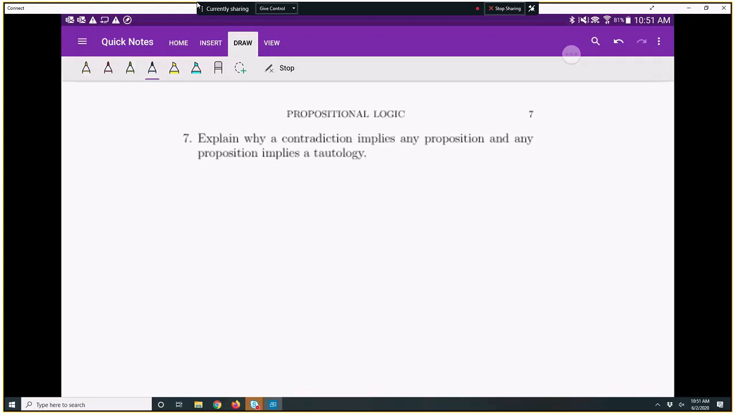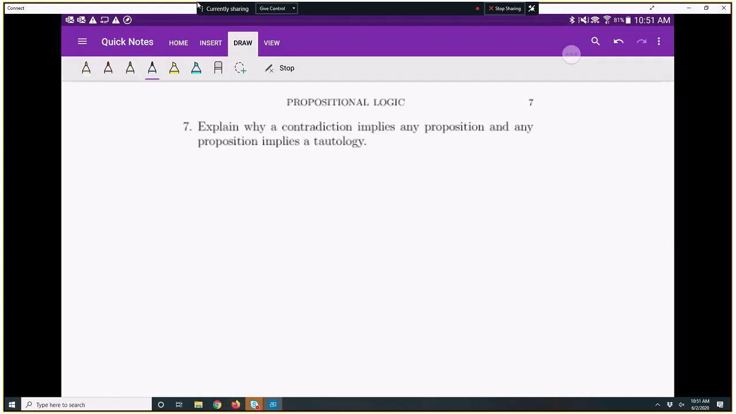Now here's the question that's going to help us go back and answer question 2, the second half. It says, explain why a contradiction implies any proposition and any proposition implies a tautology. So let's think about this. What did we learn about contradiction? Well, a contradiction is always false.